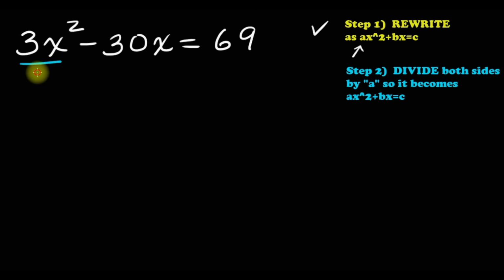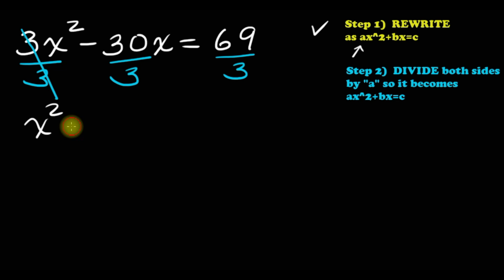So divide this by 3. Then we're going to divide by 3, and then divide your c by 3. Okay, and then we go ahead and simplify. So 3/3 cancels out, so you're left with just x squared minus, now here 3 goes into 30 10 times, so you're left with 10x. And then 3 goes into 69 is 23 times.